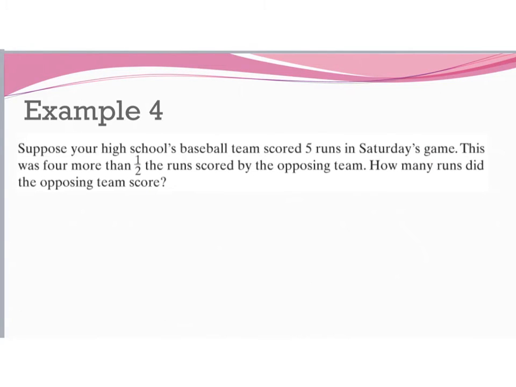Example 4 says, suppose your high school's basketball team scored 5 runs in Saturday's game. This was 4 more, so let's look at this. So we have 4 more than 1/2 the runs scored by the opposing team. How many runs did the opposing team score? So again, if we go back, your high school baseball team scored 5 runs. This is a total. Okay, so you can say 5 equals, I'm told that I have 4 more, so that tells me 4 plus 1/2 the runs of the opposing team. And I'm just going to use R for the runs of the opposing team.